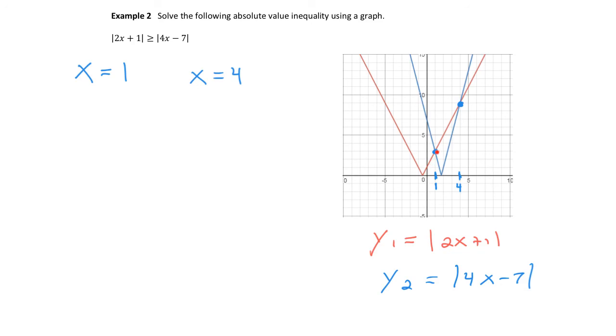Now, the second I get to here, they're equal. And if I cross over this point, I'm back on the absolute value of 2x plus 1. This portion of the graph is definitely above this graph. This is exactly what I'm looking for. I wanted to see where the absolute value of 2x plus 1 is above the absolute value of 4x minus 7. It's everything from 1 to 4, including both of those points too. So that was from 1 to 4.